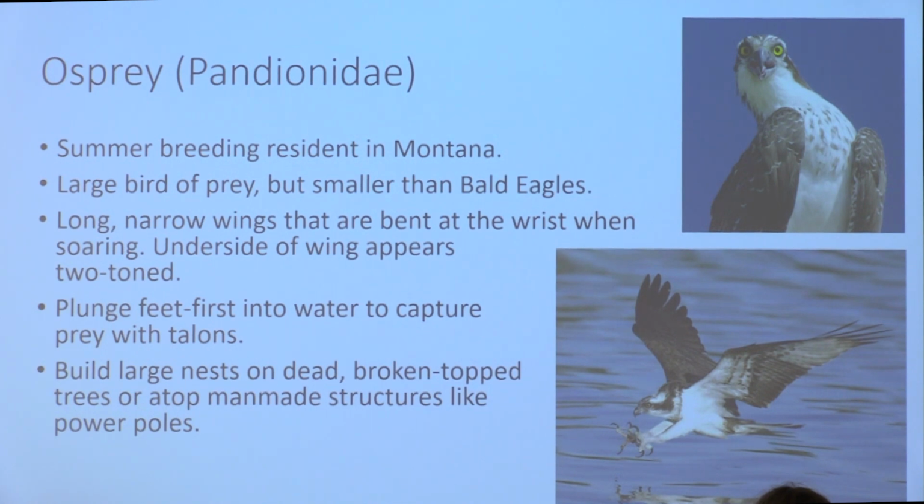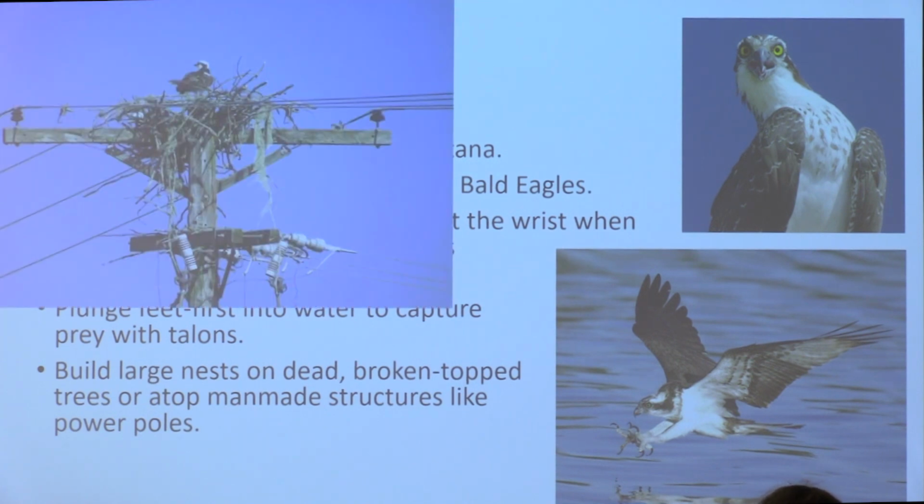They tend to plunge feet first into water to capture their prey, and their feet are specially adapted with 2 toes in the front and 2 toes in the rear to better maneuver their prey in the air. And then they tend to build nests on dead, broken top trees or atop man-made structures like power poles. And power poles are, in a sense, dead, broken top trees, which creates a problem because they build nests on top of those power lines, which can cause fires, which pose a danger both to people as well as to the birds themselves.